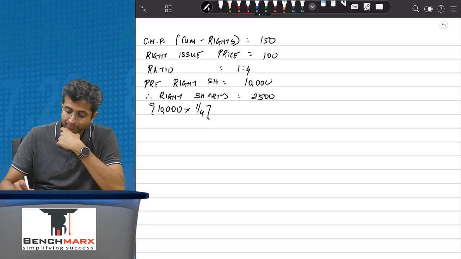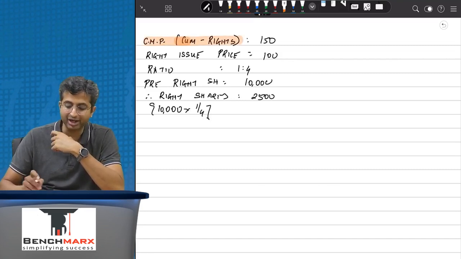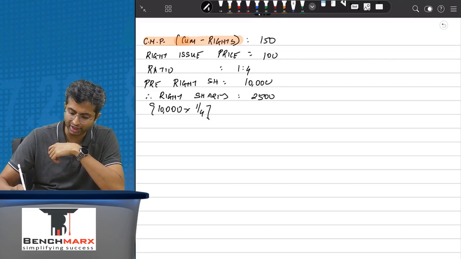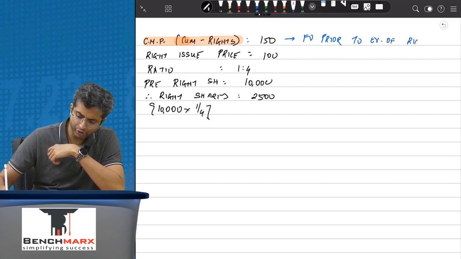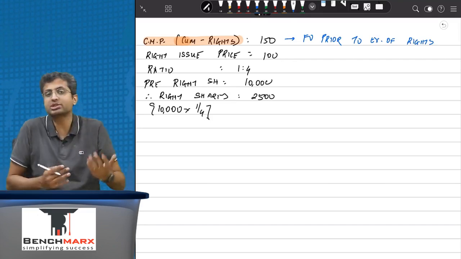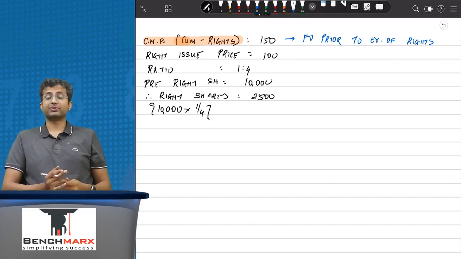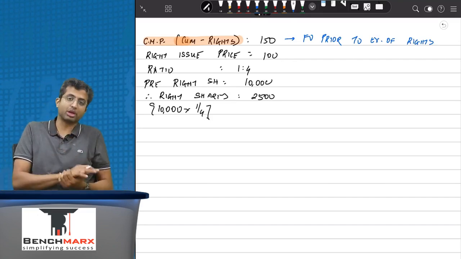Now, when we look at the fair value prior to rights, this is also called the cum rights price, or the fair value prior to exercise of rights, which means the company has already announced the rights issue, and if the rights issue is favorable, the company's market price has already gone up.